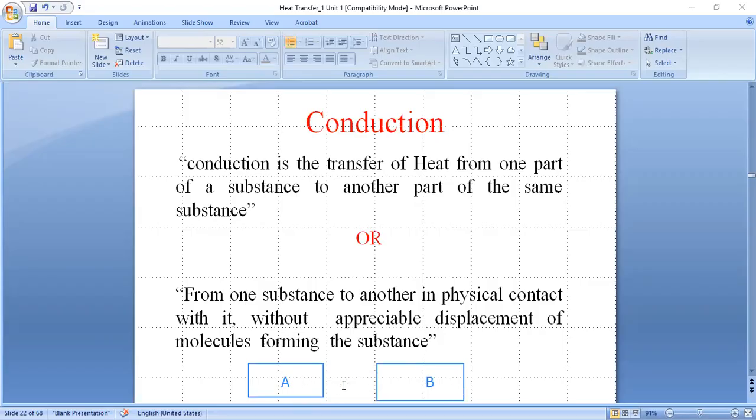Once you keep them near each other, or touch body A to body B, then body A's heat will be transferred to body B. Body A is at 50 degrees Celsius. Body B is equal to the ambient temperature, meaning 25 degrees Celsius. Then gradually heat will be transferred from body A to body B. That is called the mode of conduction.